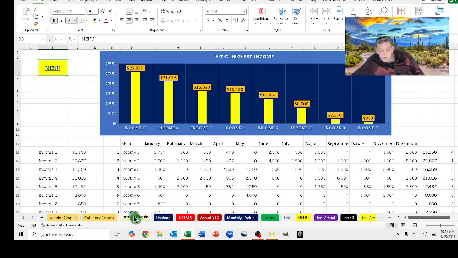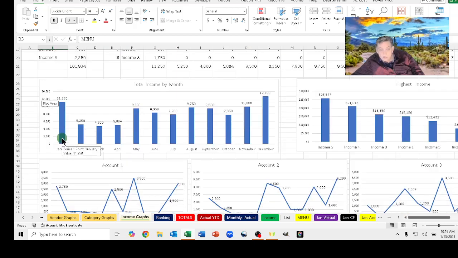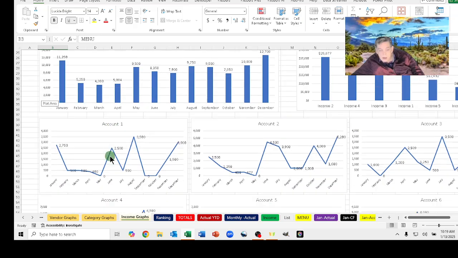So let's go here now to the income graphs. And again, here, highest to lowest as far as your income goes. Got your total income by month. These are all of your incomes together. Again, broke down that way. And then each account is broke down for what you made for that particular month.